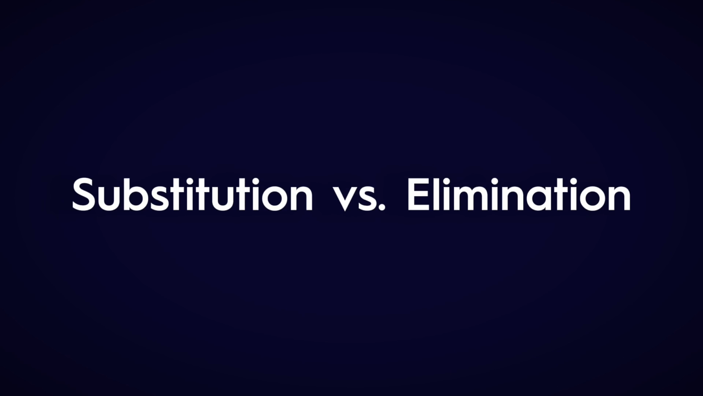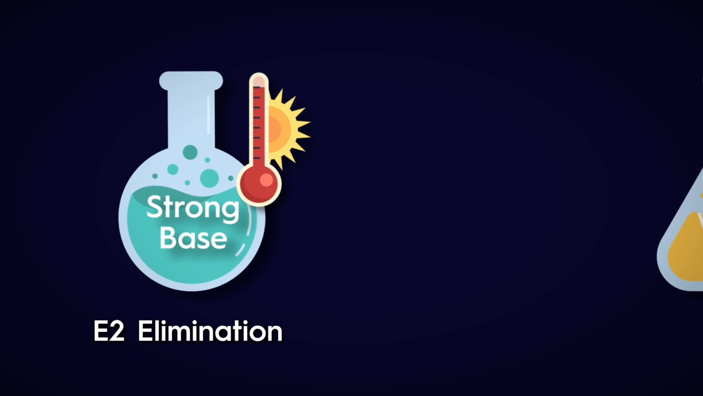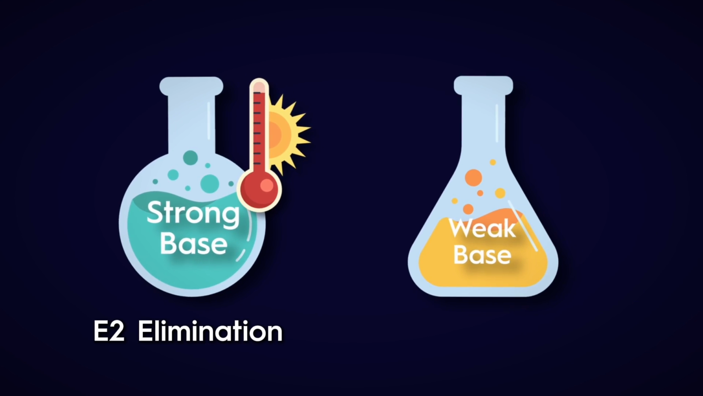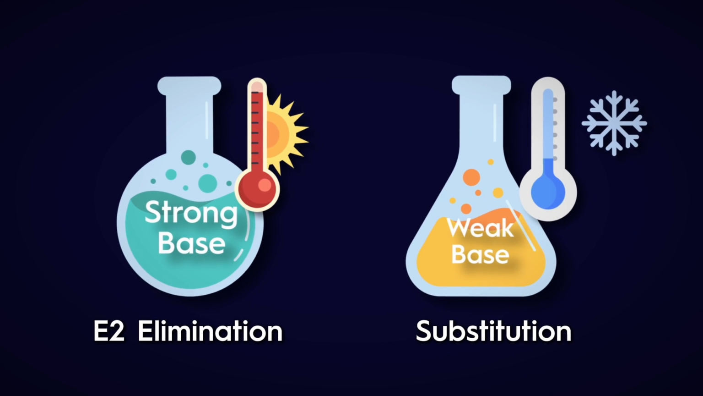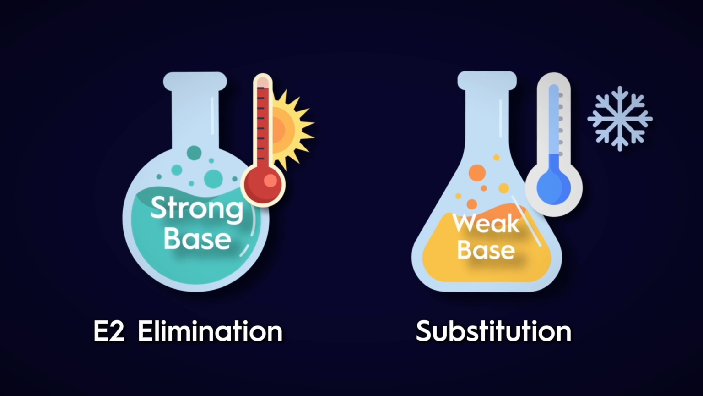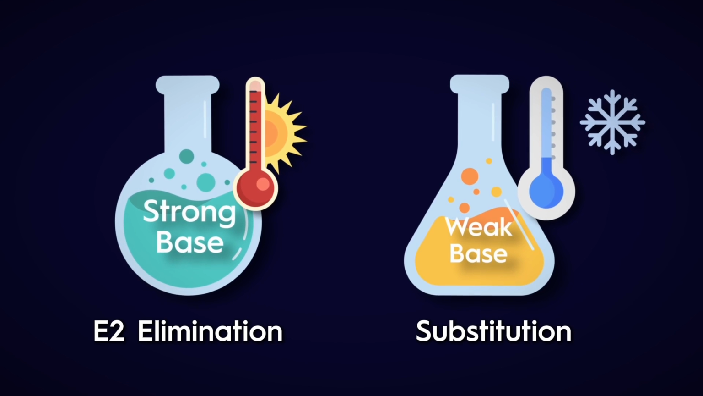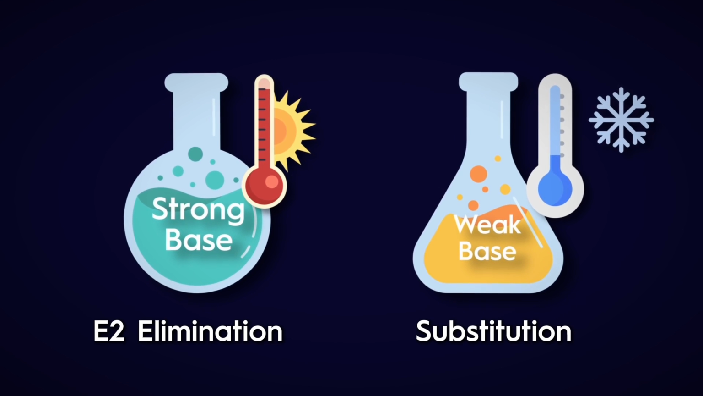Finally, keep an eye on the competition between substitution and elimination. Strong, bulky bases at higher temperatures often drive E2, an elimination pathway, instead of substitution. By contrast, weaker or less basic nucleophiles under milder conditions tend to favor substitution. So, if your prediction keeps yielding alkenes, it's a sign that E2 conditions were at play.